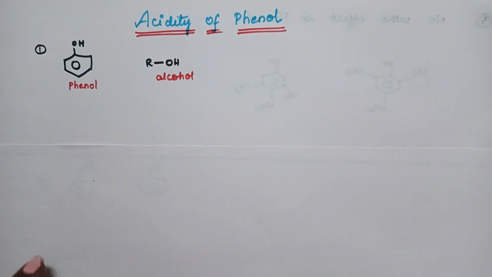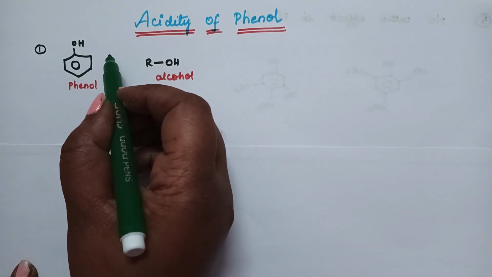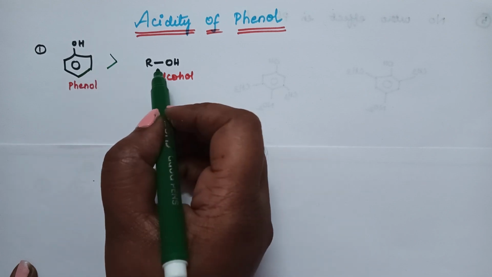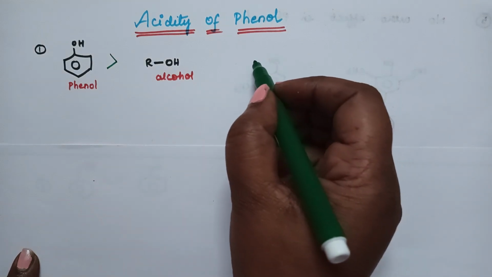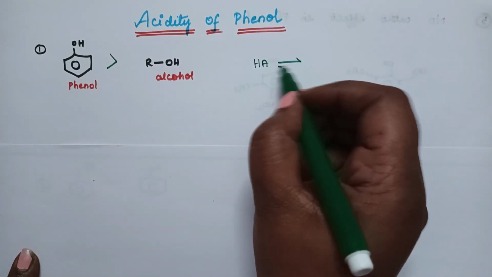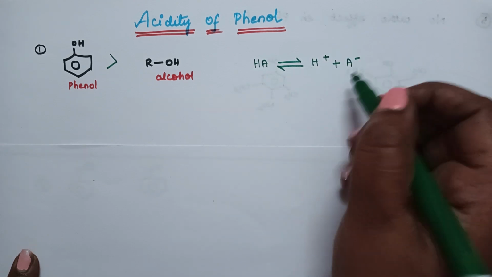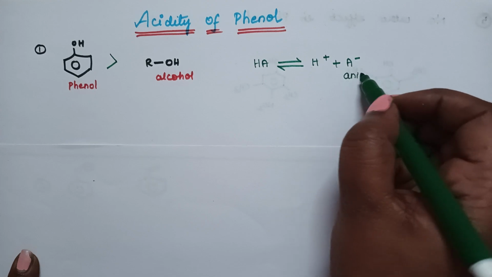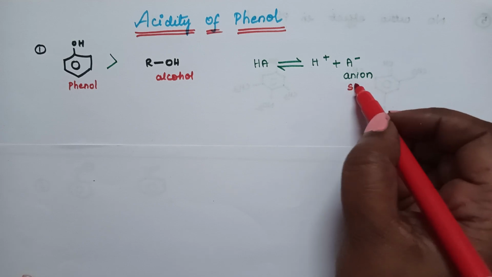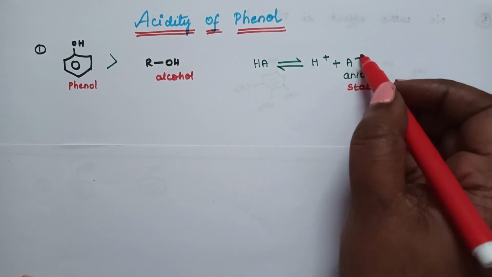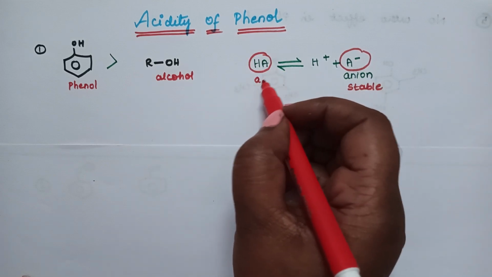So between these two, if you compare which is more acidic, whether phenol is acidic or alcohol is acidic, the answer is phenol. So phenol is more acidic when compared to that of alcohol. So what is the reason for that? Students, if you take acid, you know that it dissociates to form H plus ion and then A minus ion. So A minus ion is anion. So students, if the acid dissociates to form stable anion, if anion is stable, then acid becomes more acidic in nature.